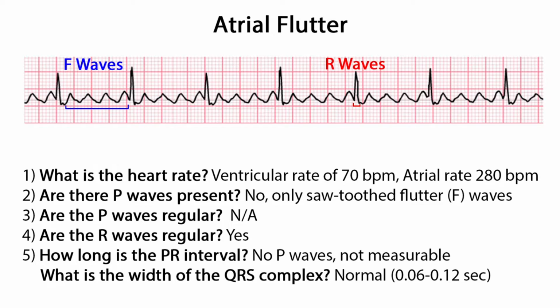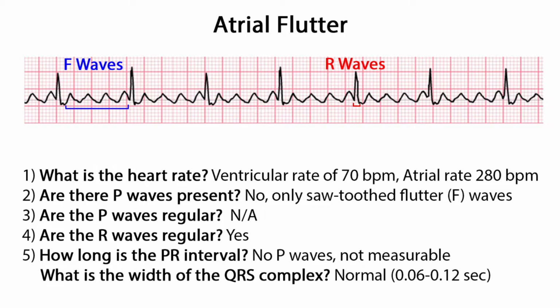Number 3, are the P waves regular? There are no P waves, so this doesn't apply. Number 4, are the R waves regular? This is the interval from one R wave to the next. If you use calipers or a paper to mark the beginning of the QRS complex to the beginning of the next QRS complex, you see that the QRS complexes, or R waves, occur at regular intervals. However, sometimes they can be irregular also.